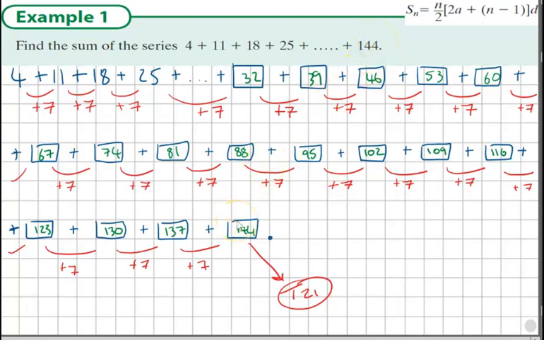And then I just counted how many terms we have. And we have 21. So 144 is the 21st term. So this is another way to figure out what n is for our sum of series formula. And then what you could do is just add all of the numbers together. So 4 plus 11 plus 18 plus 25 plus 32 plus 39 plus 46 plus 53 and so on. And you will still get the same answer, but it would just take a lot of time, but you will get the same marks.